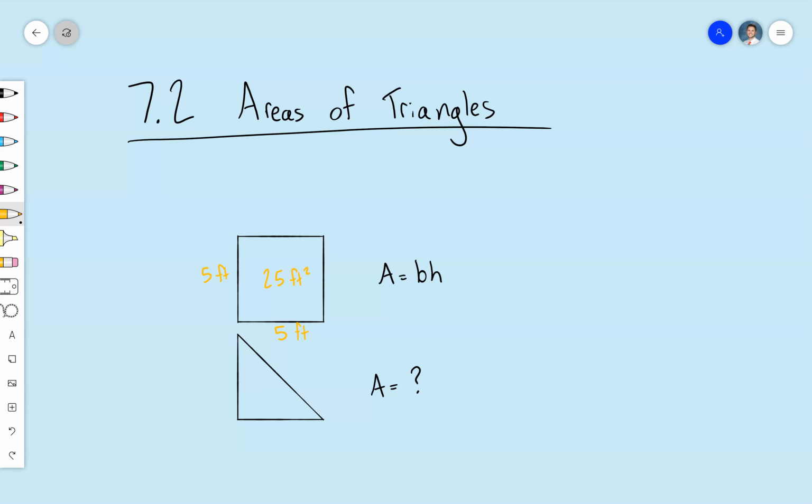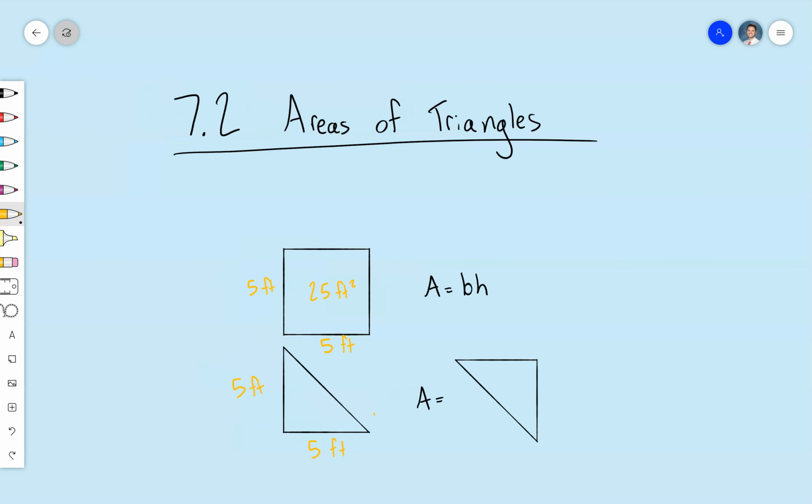Now, if we're looking at this triangle here, this triangle also has a base of 5 and a height of 5. But we can tell that finding the area using the parallelogram formula of area equals base times height would not work here, because we would find an area of 25 square feet, and we can tell simply looking at this triangle that it does not have the same area as the square. In fact, it's actually half the size of this square.